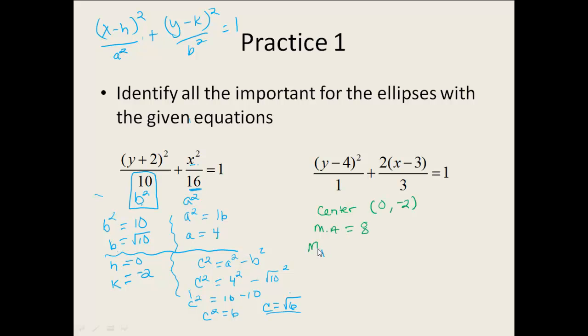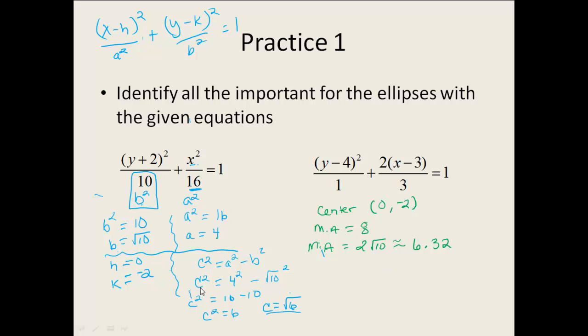My minor axis says I have to take 2 times b. Well, I identified b as the square root of 10, so I'm going to have 2 times the square root of 10. Now, when we're graphing this, we are actually going to need a decimal approximation. So if you want to do that now, you can, or you can wait until later. Doesn't matter which. And that's about 6.32.